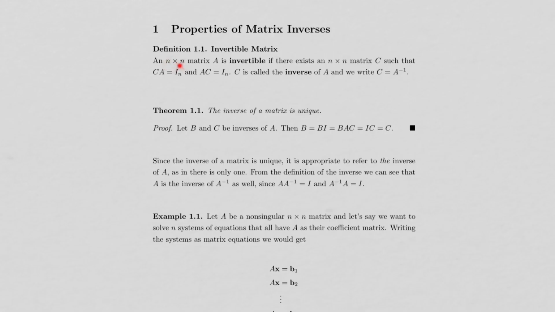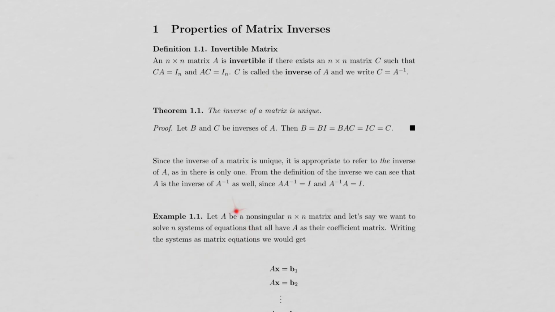We'll define an n by n matrix A to be invertible if there's another n by n matrix C such that C times A is the n by n identity, and A times C is also equal to the n by n identity. We call C the inverse of A, and we write C equals A superscript minus 1, read as A inverse. An important theorem tells us that the inverse of a matrix is unique. That allows us to refer to the inverse, since there's only one.